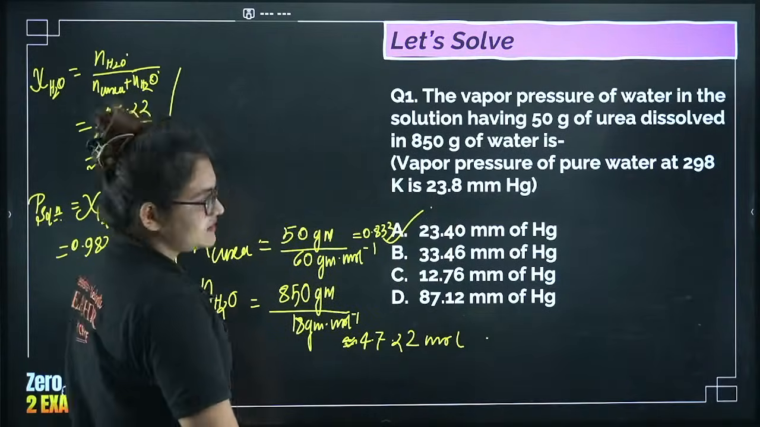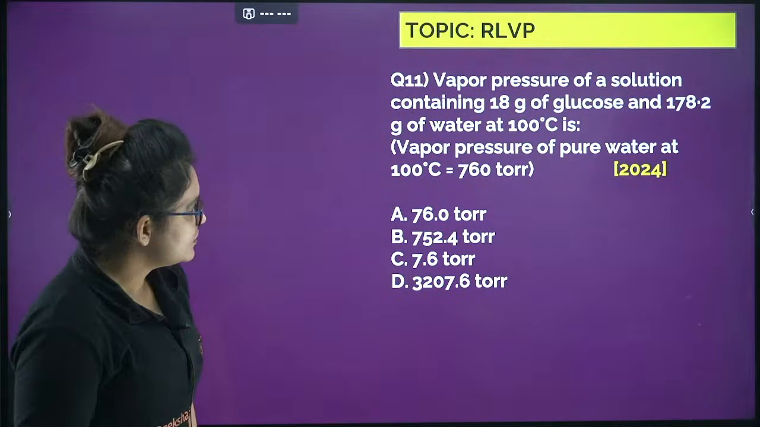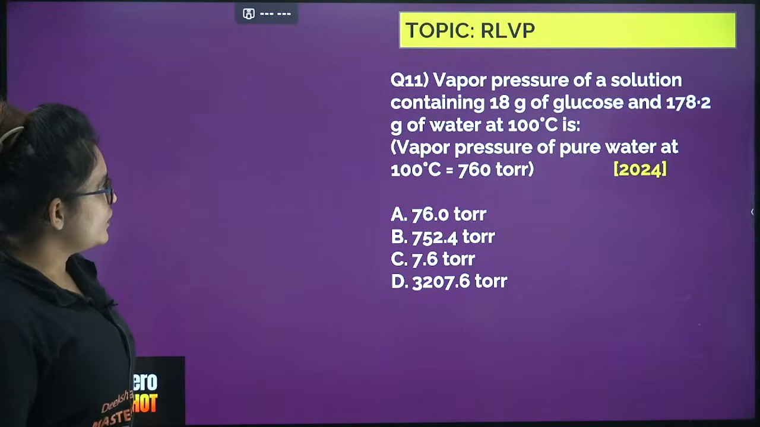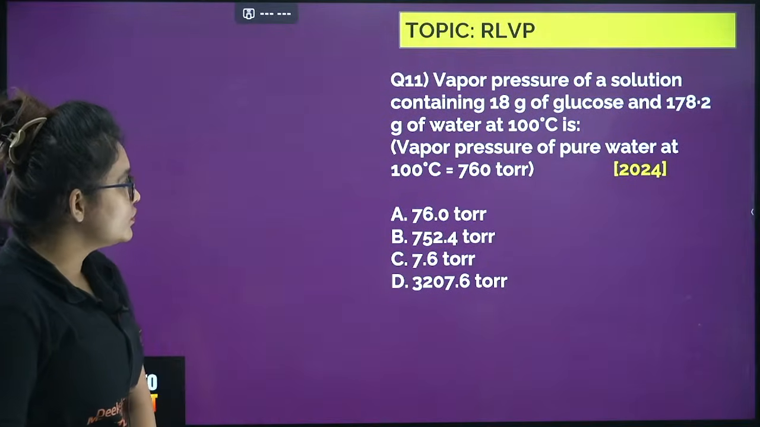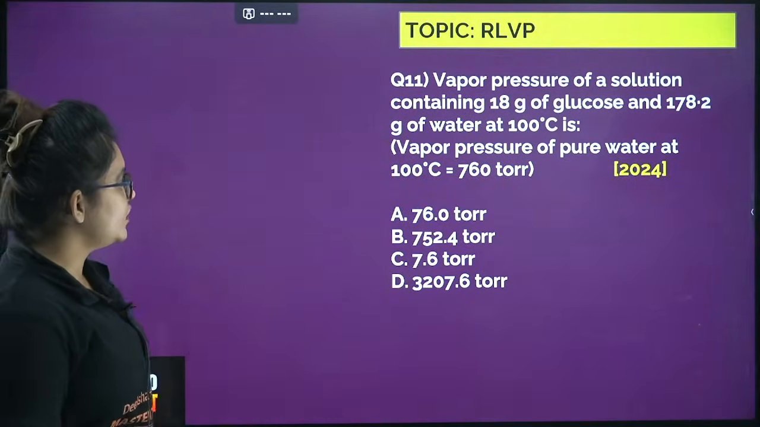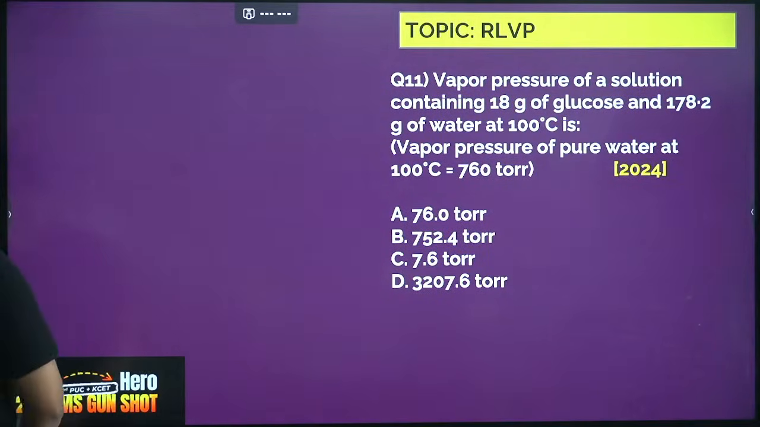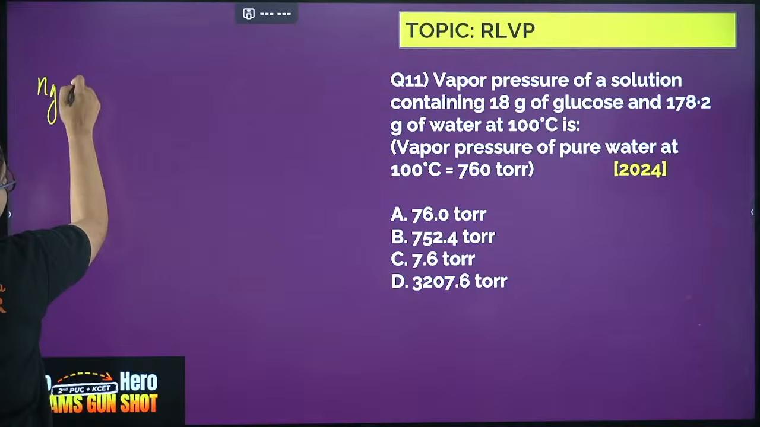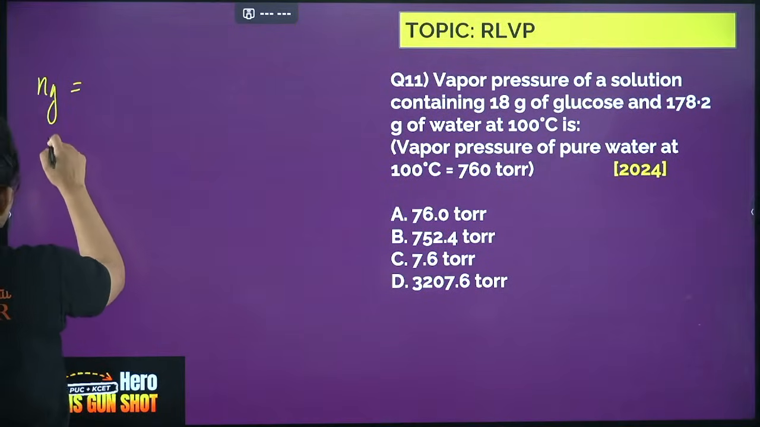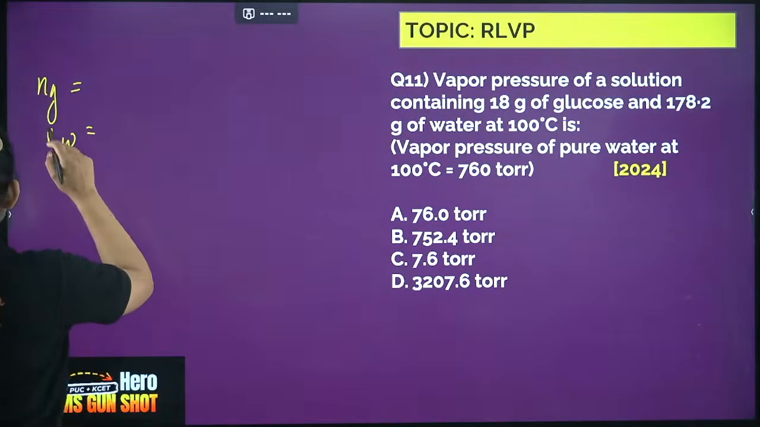Okay, let's proceed further. Here you can see this is from the KCET. Okay, KCET 2024. Vapor pressure of a solution containing 18 gram of glucose and 178.2 gram of water. Okay, so let's calculate it in the same way. Number of moles of glucose we have to calculate, number of moles of water we have to calculate as well.